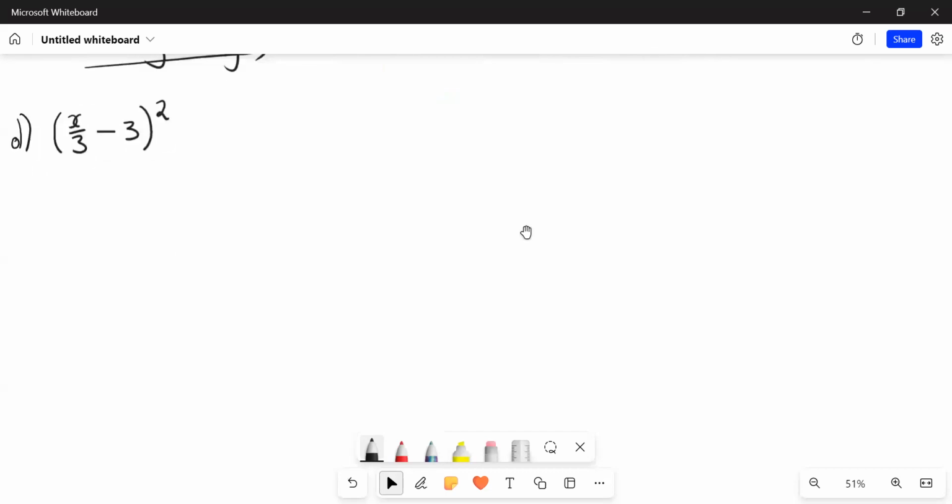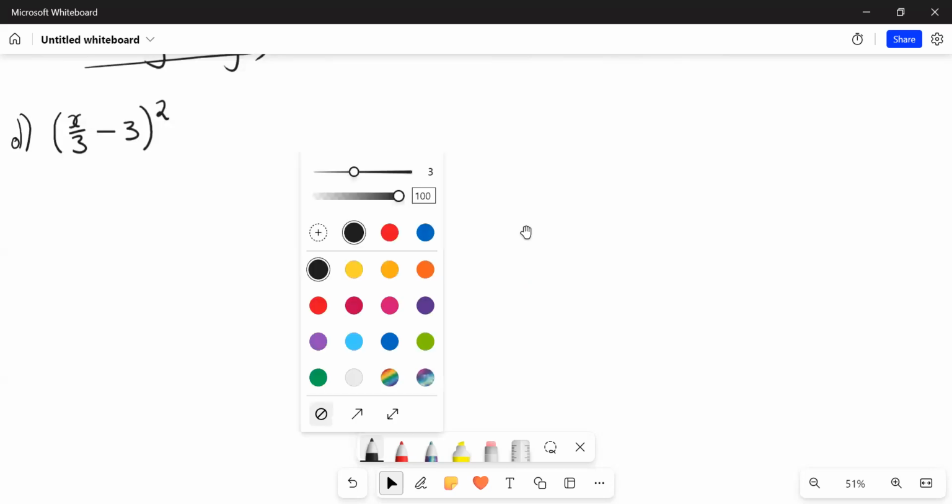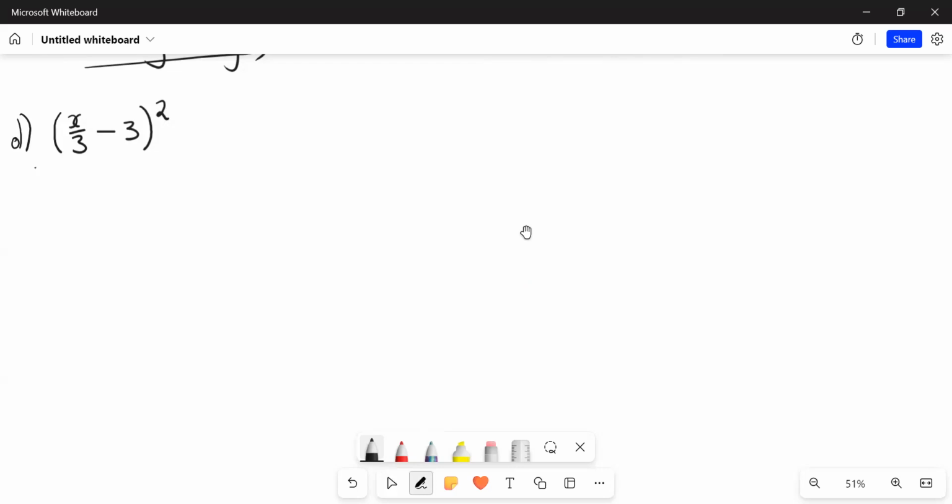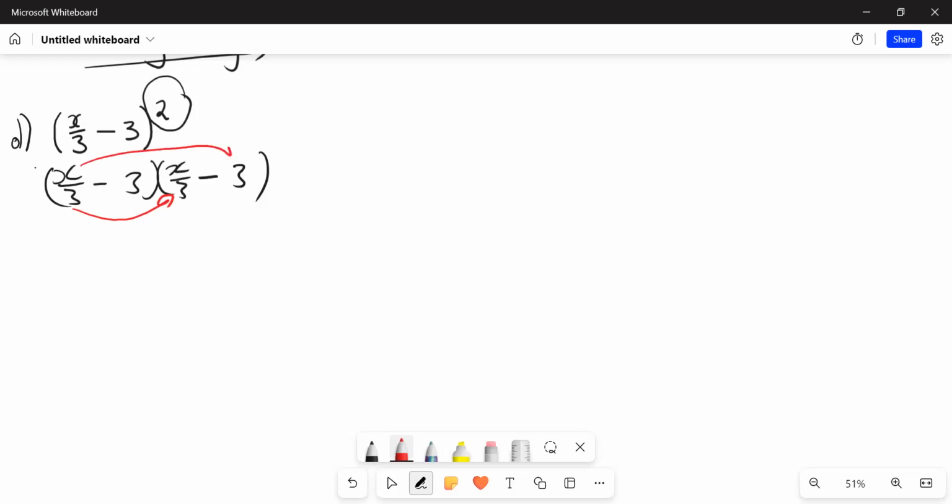So the last one, they gave us this algebraic expression, and then they said we must expand and simplify. So let's do that as well. If we have an exponent of 2 there on top, which means we must open 2 brackets. So we have (x over 3 minus 3), (x over 3 minus 3). We're repeating the bracket twice. So we apply the same thing, x over 3 and x over 3, and then x over 3 with negative 3.